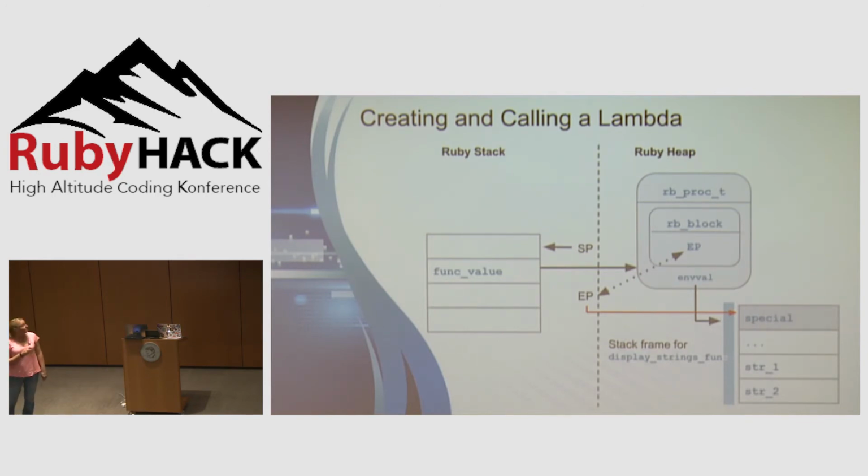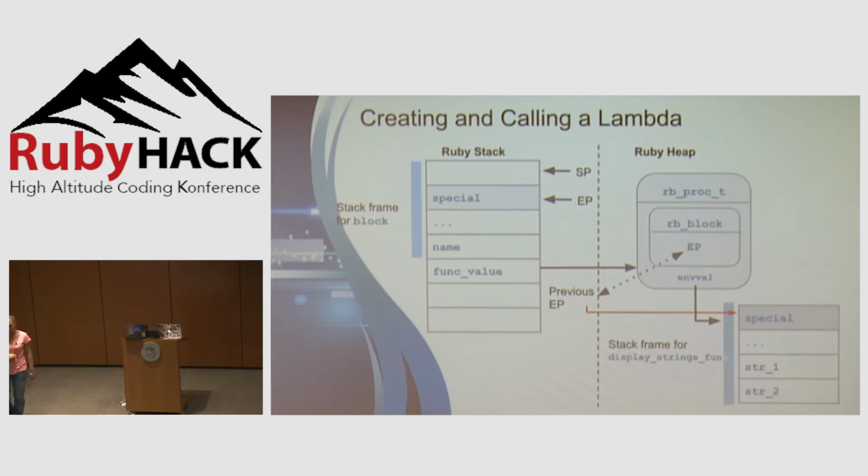Now let's see what happens when it gets called. Well, all that happens is the block code needs to execute. And so we know that when block code executes, a new stack frame is created for the block. So here it is. And the environment pointer gets adjusted to point to the special slot of this stack frame. And this copy of the stack frame on the heap is now going to be used as the direct environment in which to execute the block code.